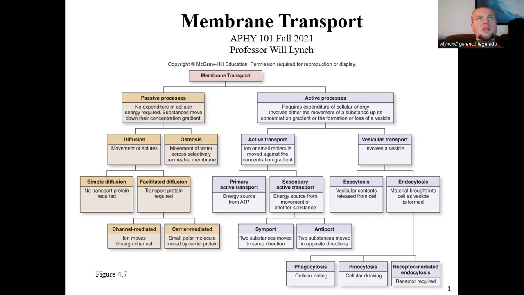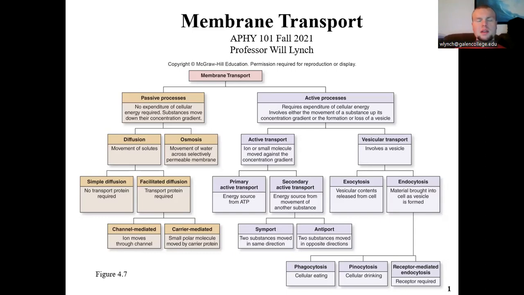If it's an active process, this means that it requires energy to move forward. So it's not going to happen spontaneously. You have to have some form of cellular energy that's used in order to transport something against a gradient, whether that be a mechanical gradient or a chemical gradient. For active transport, we have primary and secondary. Primary active transport is utilizing our cellular energy source, which is adenosine triphosphate. It's going to allow for a substance to move across a channel against a gradient or against a concentration barrier.